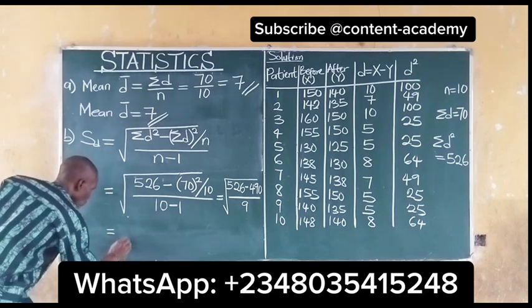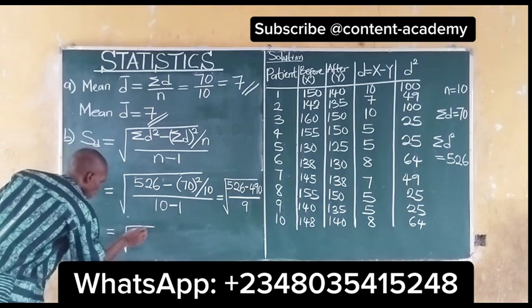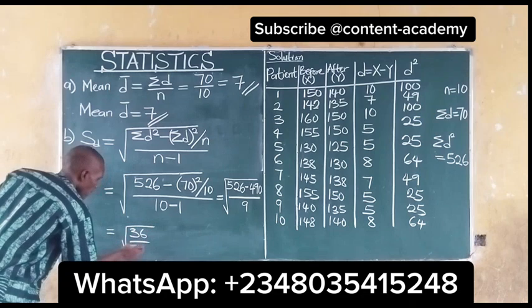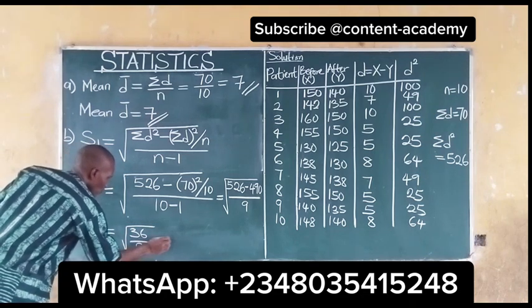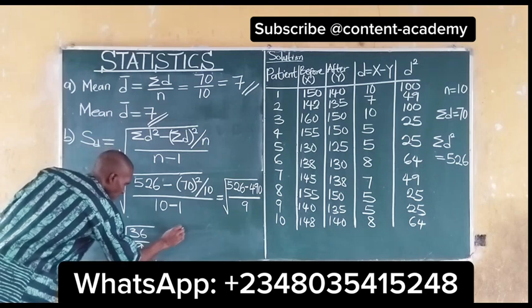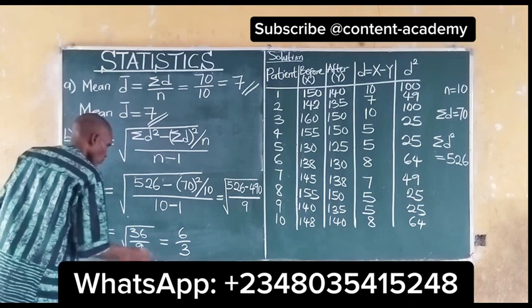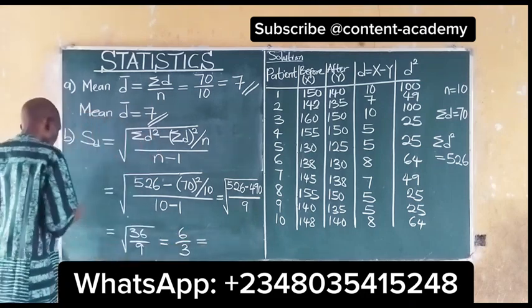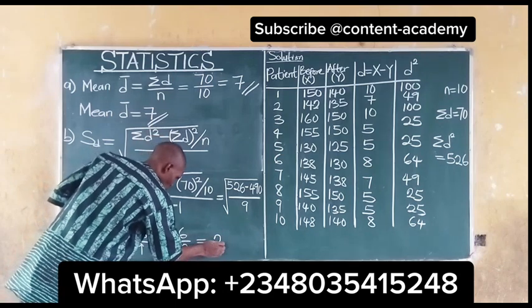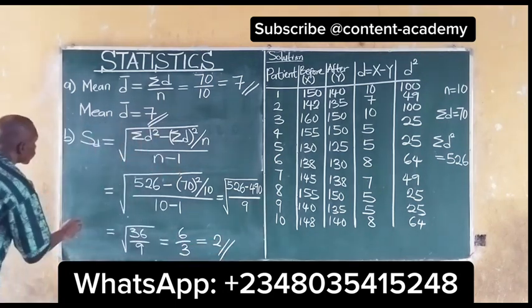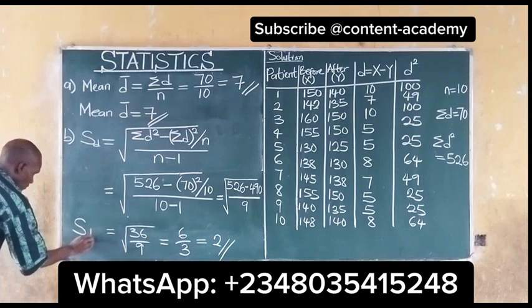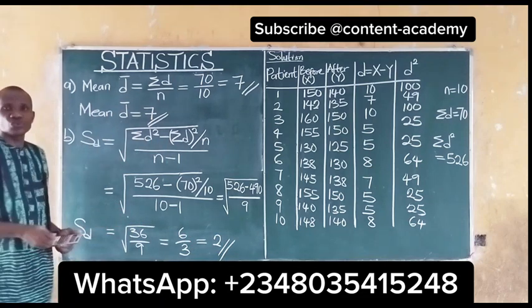equal to 36. Square root of 36 divided by 9, which is equal to the square root of 36, which is 6, and the square root of 9 is 3. So 6 divided by 3 is 2. So our standard deviation is equal to 2.